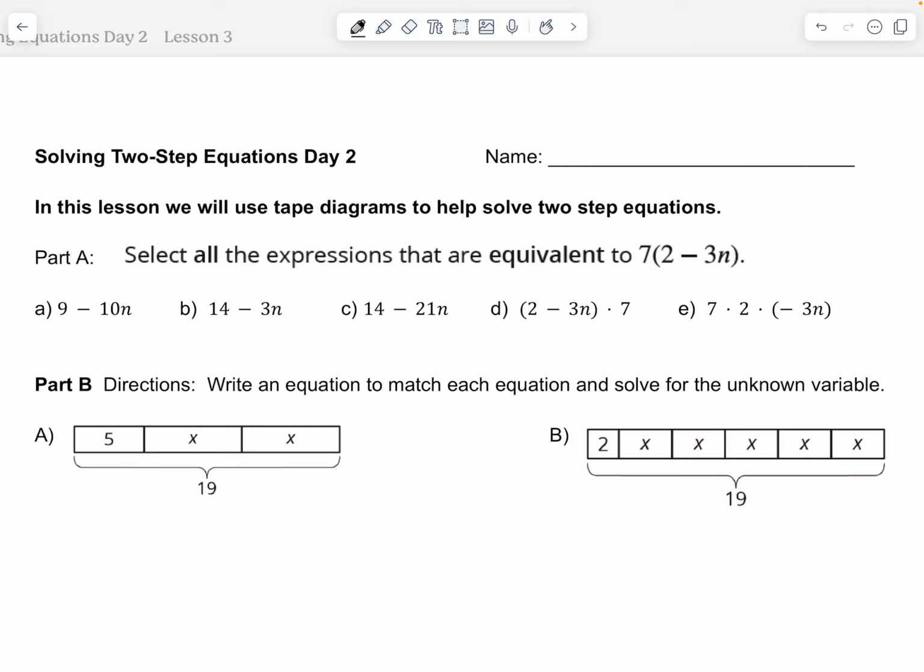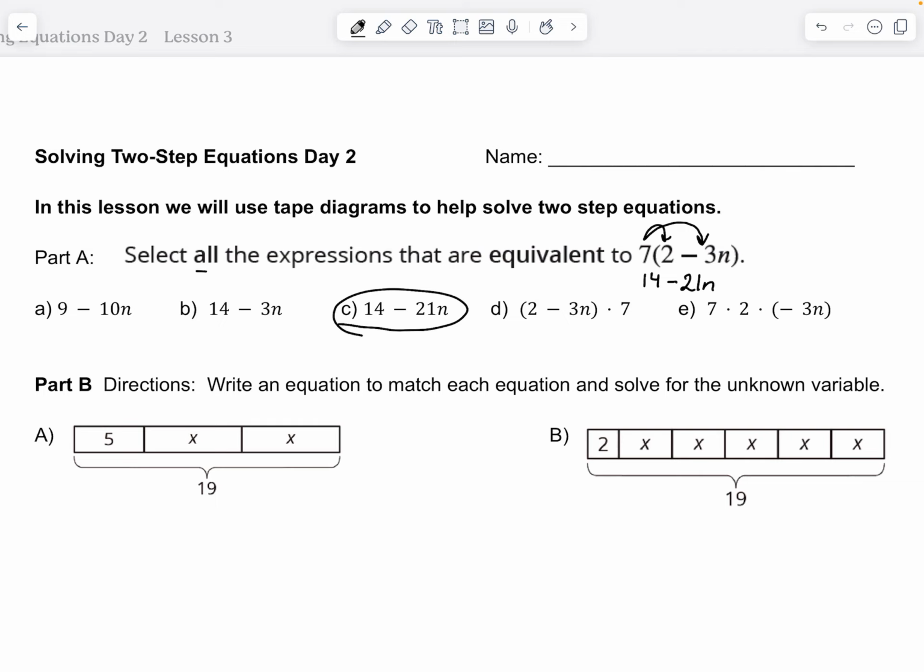So I'm going to look at this like I'm using the distributive property. I'm going to multiply 7 times 2 to get 14. Then I'm going to multiply 7 times a negative 3n. 7 times negative 3 is a negative 21n. So do I have that there? 14 minus 21n. That's C.